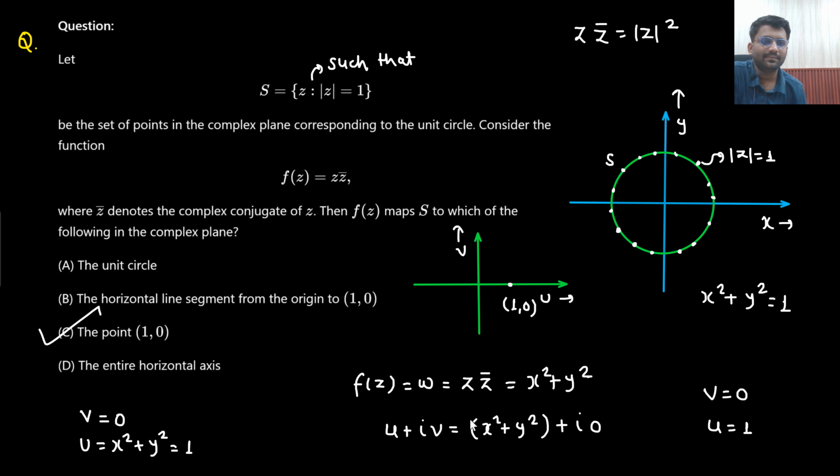My function was given as x square plus y square. So I need to take the set of all the points which satisfy the equation x square plus y square equals 1, and map it in the omega plane. The omega plane says that the value of my real axis is x square plus y square and the value of my imaginary axis is 0. So on the imaginary axis it will always be 0, and x square plus y square has to be equal to 1. That means it will simply represent a point. There you go.